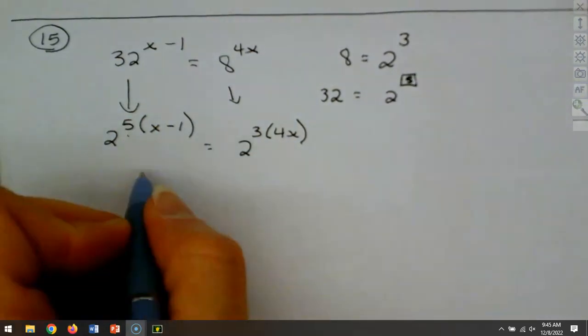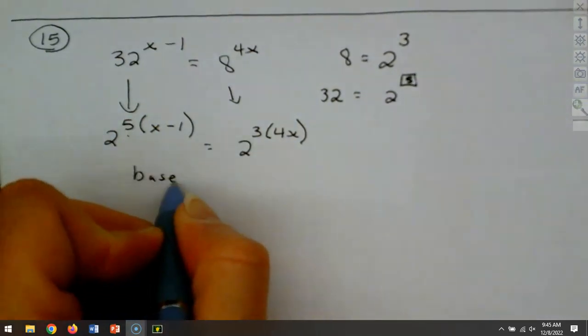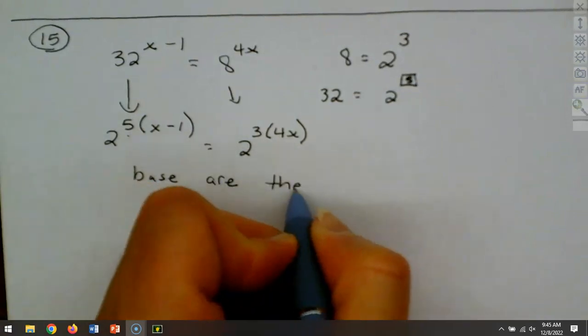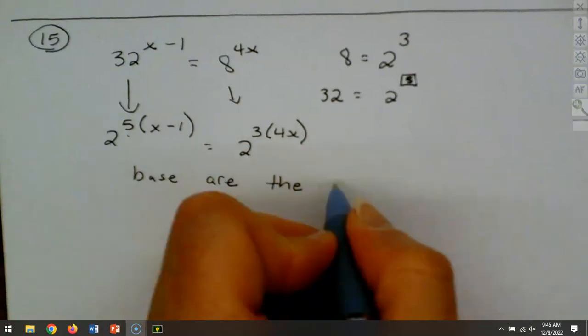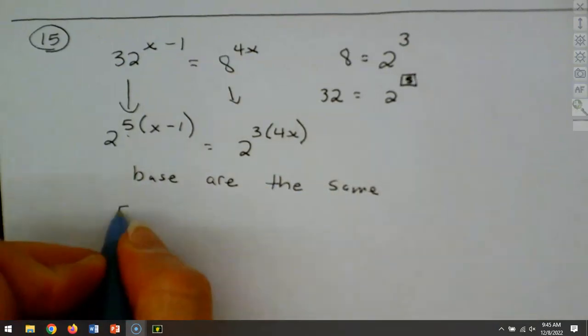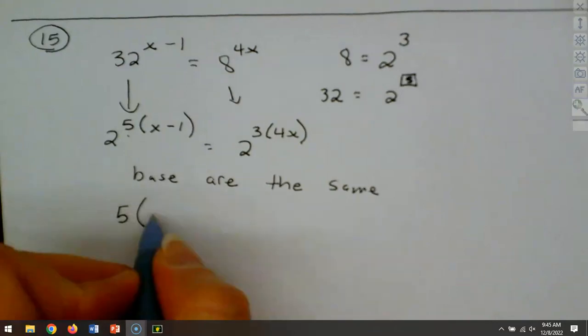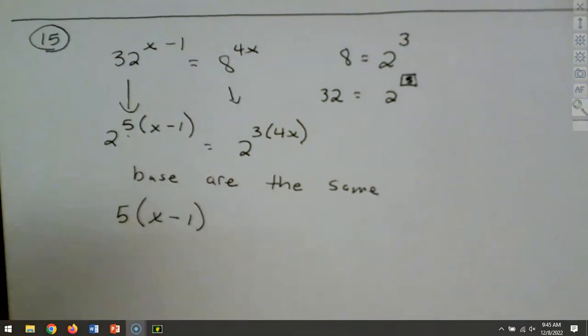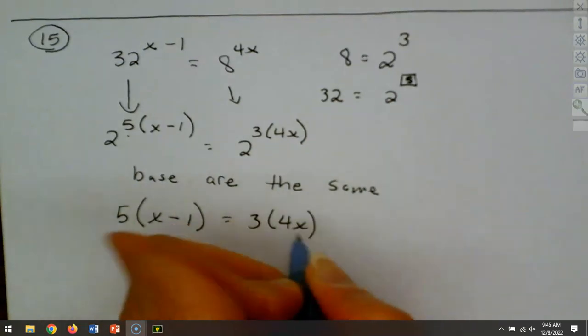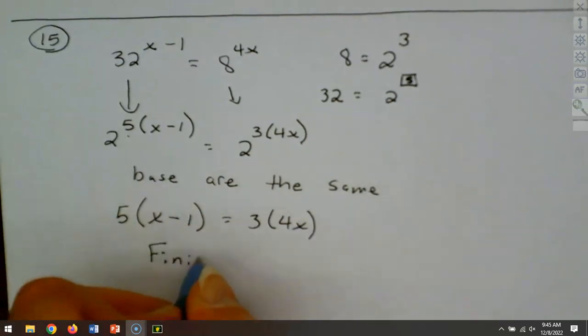Are the bases the same? Yes. So I'm going to do one more step, and then I'm going to let you finish it. So what's my equation going to look like? It's going to look like 5 times x minus 1 equals 3 times that 4x, and you can finish that now.